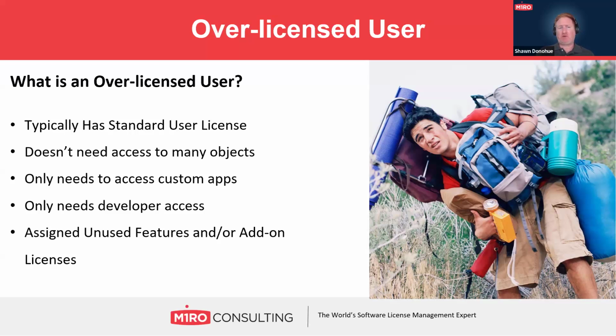This typically happens when a user is using a standard user license, and they may not need one. Depending on what objects they need access to, there are other types of licenses available, even custom licenses. So if they only need access as, like, a developer, they may be able to get away with a custom license. If they're the type of user who only needs access to certain objects, they may also only need a certain type of license, and they don't really need to pay for the full thing. And finally, the other one we see most often, like I said, is when they have features and add-ons that you're paying for, they're licensed for, but nobody's using.